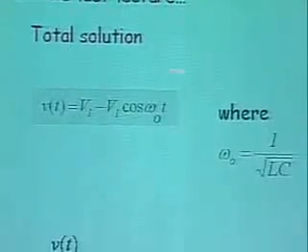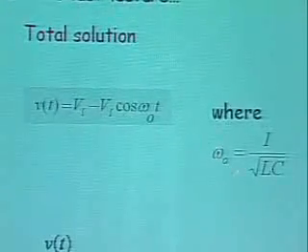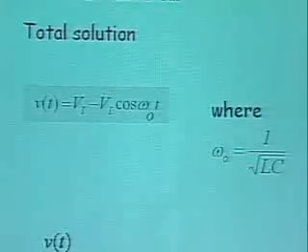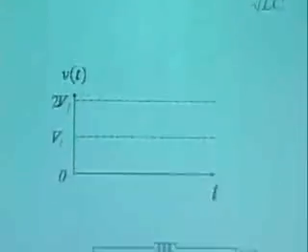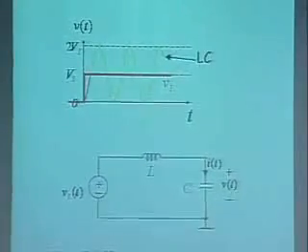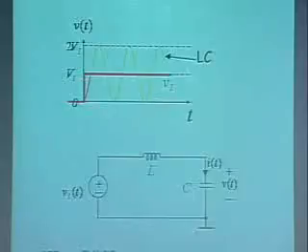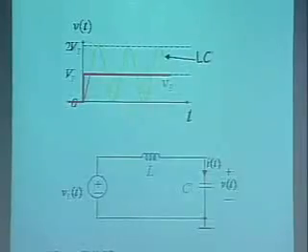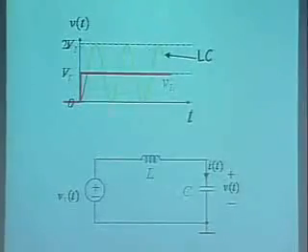And there was a sinusoidal term in there, and the omega naught, which was 1 by square root of LC. So this was the circuit. For this step input, notice that the output looked like this. So for an input step, I had an output that went like this. Notice that it is indeed possible for the output voltage to actually go above the input value, VI. This is kind of non-intuitive, but this can happen.